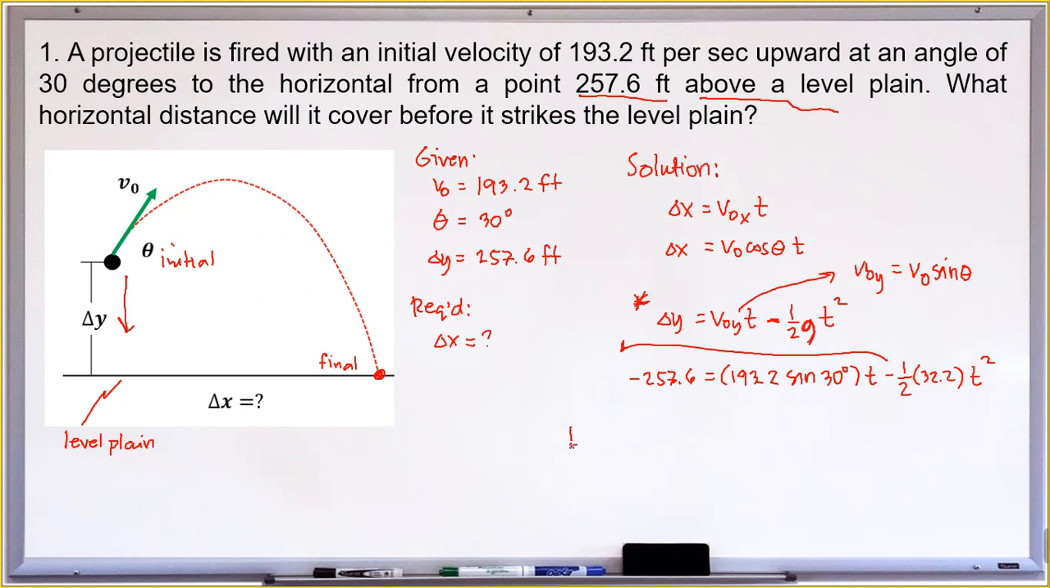So we have 1 half times 32.2 t squared, then also this one. So we have minus 193.2 sine 30 degrees t, and also the last one minus 257.6 equal to 0. Okay, so we have two values for our time because this is a quadratic equation.